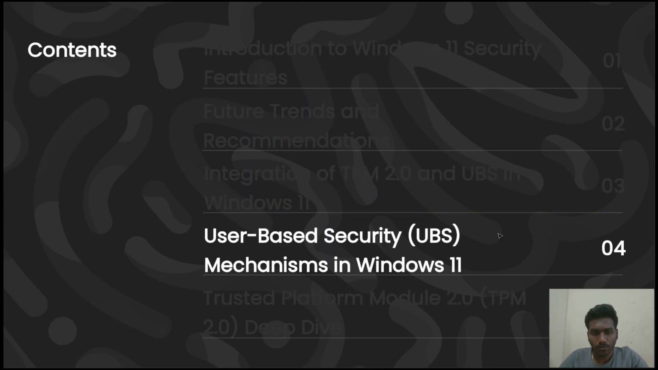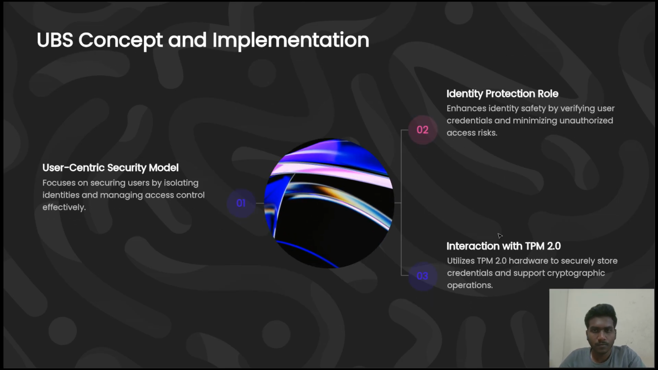The next topic is user-based security mechanisms in Windows 11. It has three concepts and implementations. The first is the user-centric security model. The second one is the identity protection role. The third one is interaction with TPM 2.0. The first focuses on securing users by isolating identities and managing access control efficiently. The second enhances identity safety by verifying user credentials and minimizing unauthorized access risk. The third utilizes TPM 2.0 hardware to securely store credentials and support cryptographic operations.